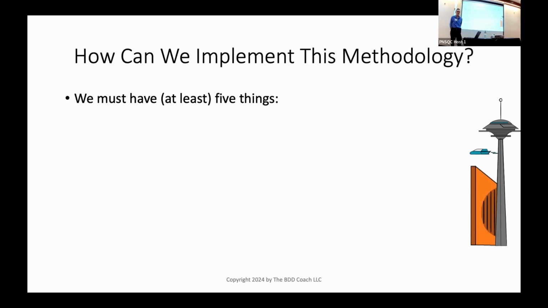So how can we implement this? Well, we have to have at least 5 things. We have to know how to do this. Not just how to write Gherkin, but how to write good Gherkin. Learning the mechanics of a programming language is not sufficient to make you a good programmer. How many of us wrote really wonderful code the first time we ever wrote code? Not me.